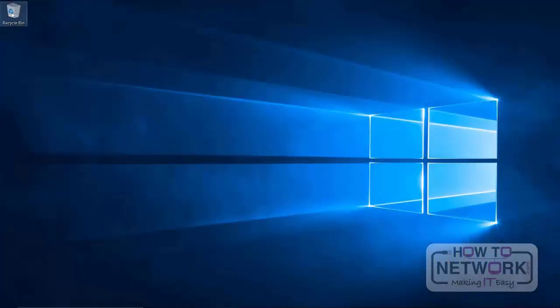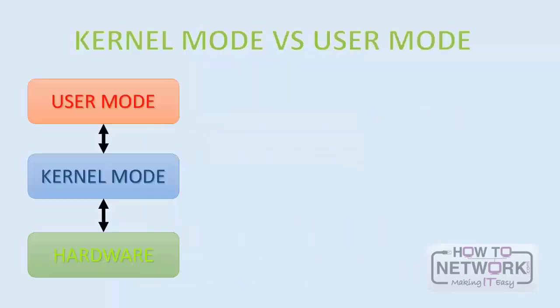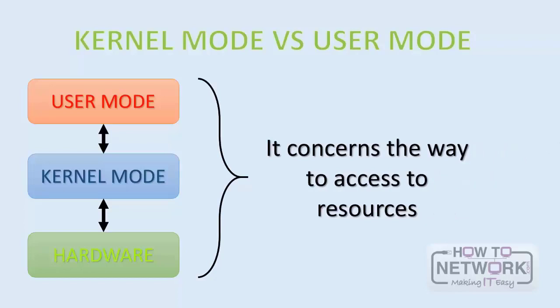So in this lesson we're going to look at the operating system architecture. Let's understand what the structure of an operating system is and how it works. So first of all, let's talk about the difference between kernel mode and user mode. It concerns the way in which each mode has access to its resources.